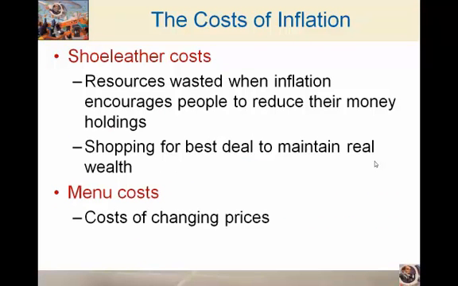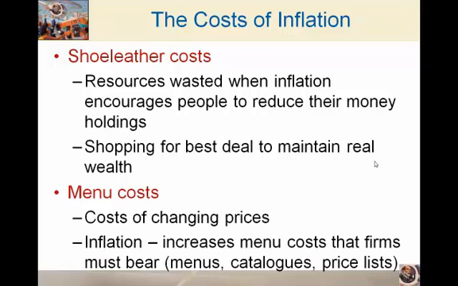But there are also other costs. The first of these is so-called shoe leather costs. Shoe leather meaning the fact that you have to walk around a lot when inflation is higher. What does that mean? Well, probably in Texas we drive around more looking for the cheaper price because, when you have inflation, of course, rising prices, it encourages people to reduce their money holdings. So in other words, they don't want to hold a lot of money.